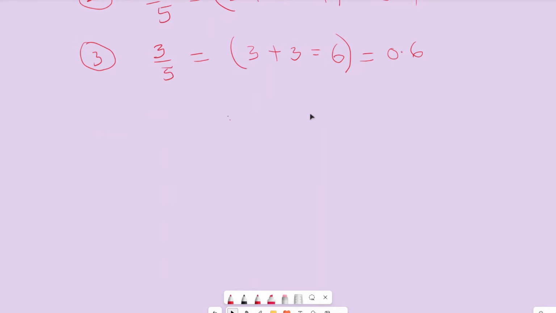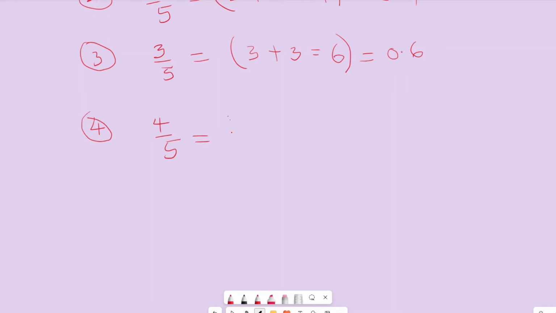Alright, so let's continue with number 4 now. Number 4 is 4 divided by 5. Well, 4 plus 4 is equal to 8. I'm not writing the addition there again. 4 plus 4 is 8, so we're going to have 0.8 as our answer here.